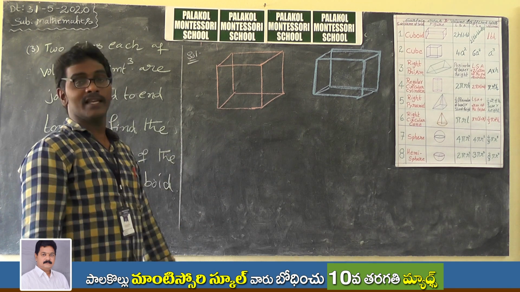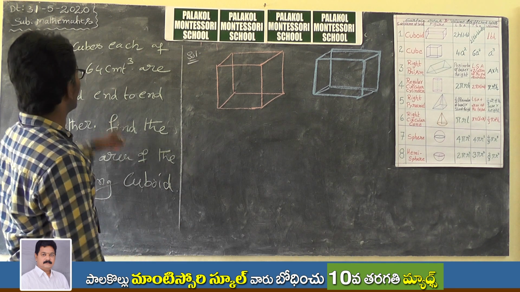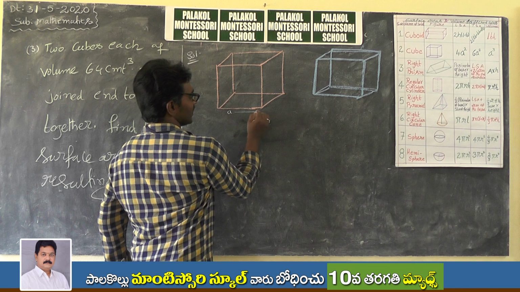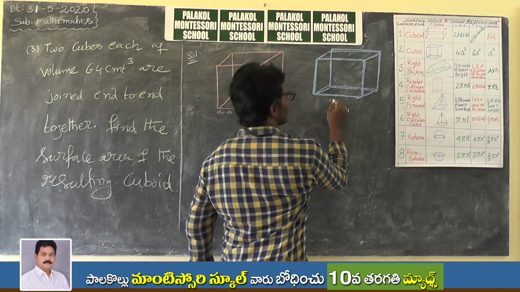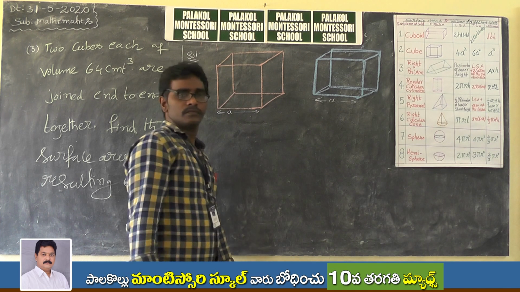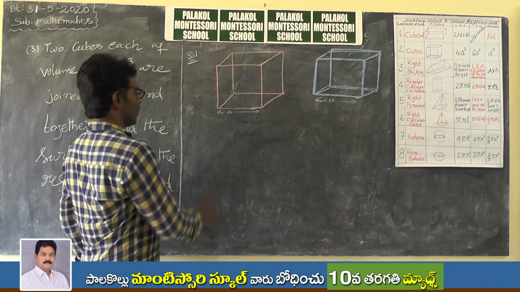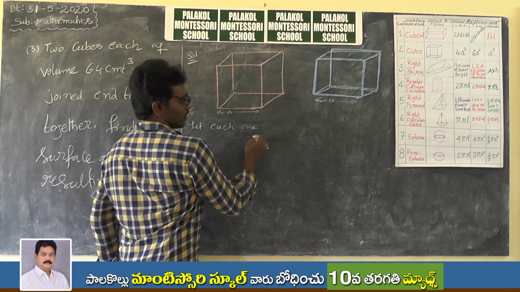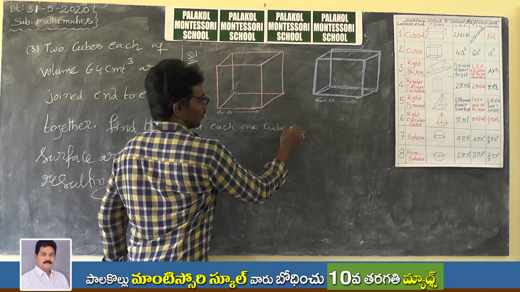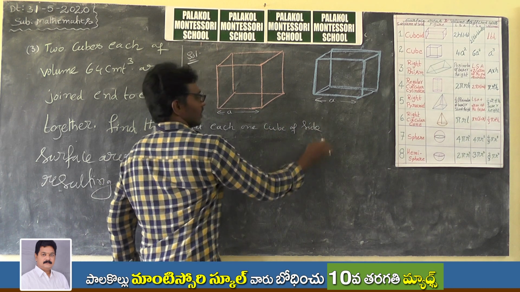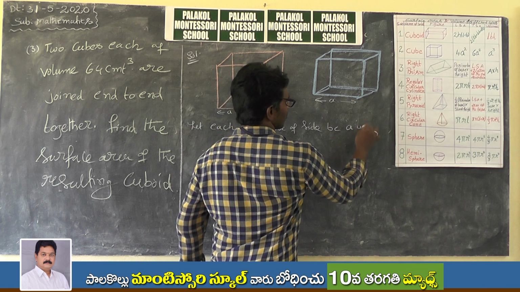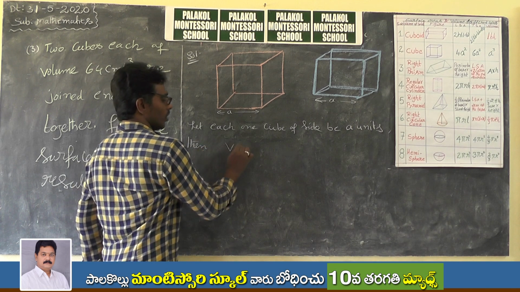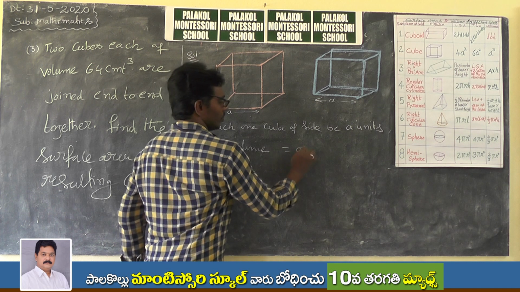Here, how many cubes are there? 2 cubes are there. Suppose each one cube's length is A, and this other cube's length is also A. Let each cube of side be A units. Then volume is equal to A cubed.